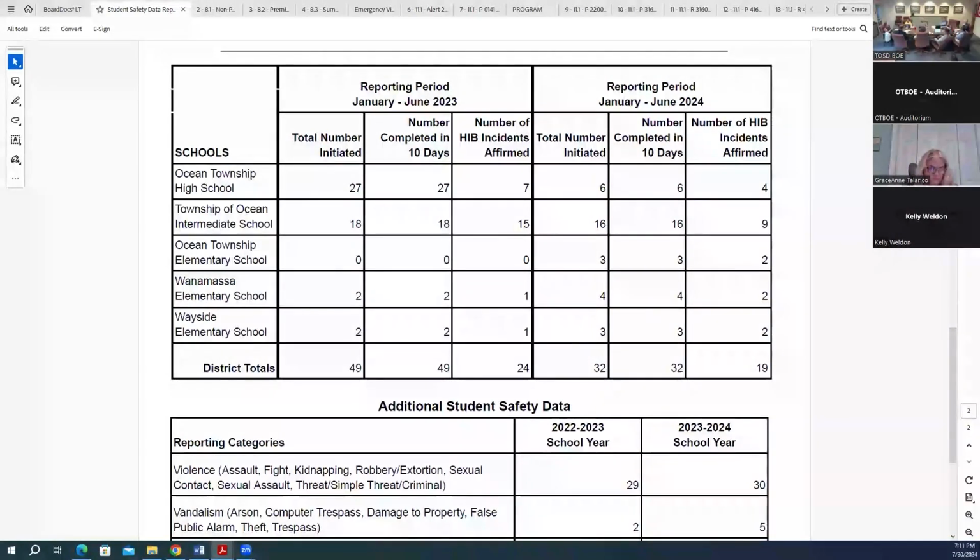And some of that conflict and mental health crises that we talk about that we're seeing, we felt that last year. And a lot of those 27 things were not HIB, but may very well have been something else. May have been another type of infraction. So, you know, I think it's improving.